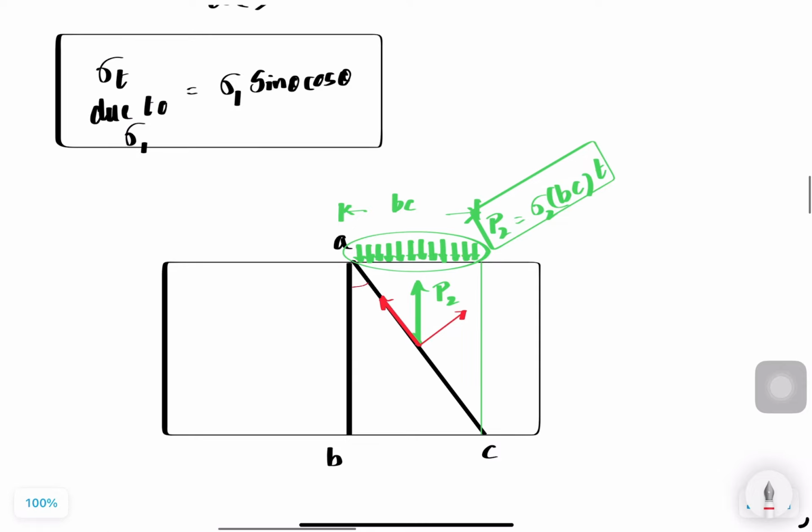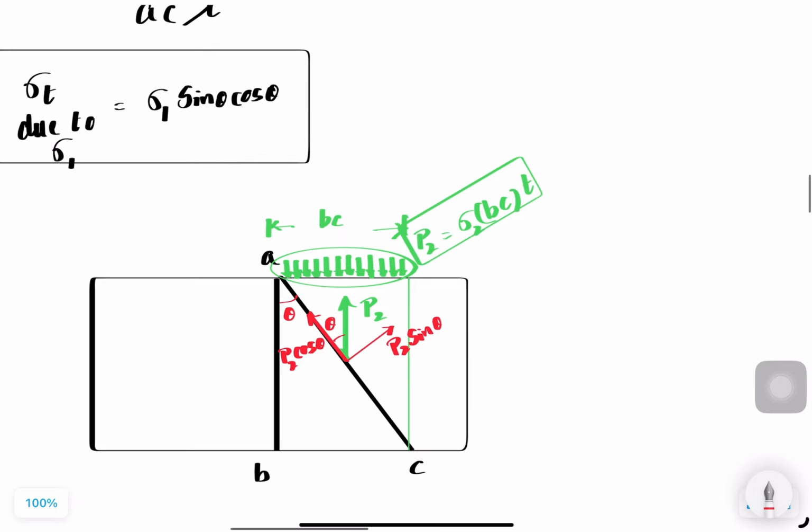So before that, this is theta. So if this is theta, this should also be theta. So what is the normal component? It is P2 sine theta. What is the tangential component? It is P2 into cos theta. Now we got the two components. Now all I have to do is find the expression for the normal stress and the tangential stress.